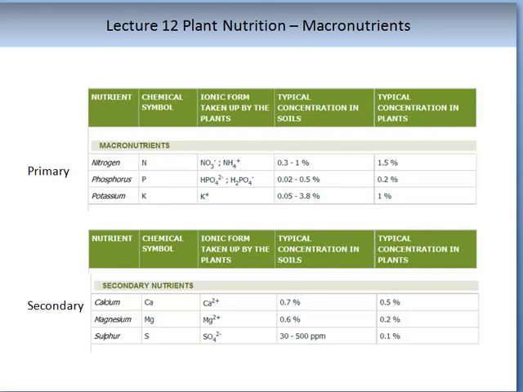They are again taken up by the plant in their ionic forms, and their concentrations in the soil range from 0.7 to 500 parts per million. Their concentrations in the plant typically range from 0.1 to 0.5.